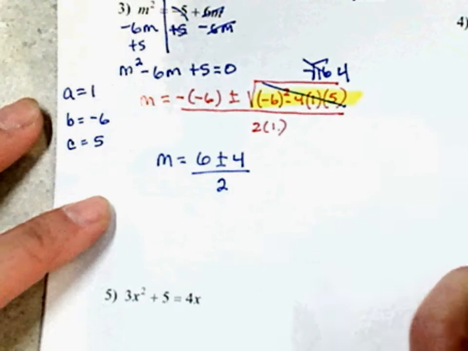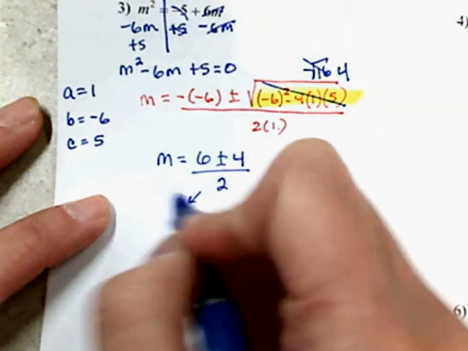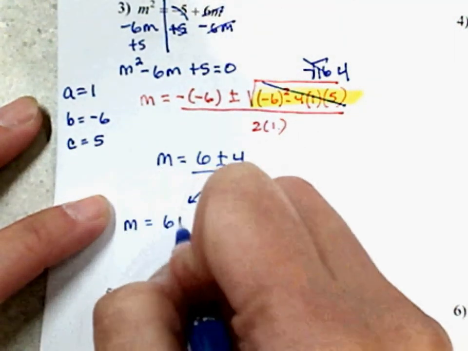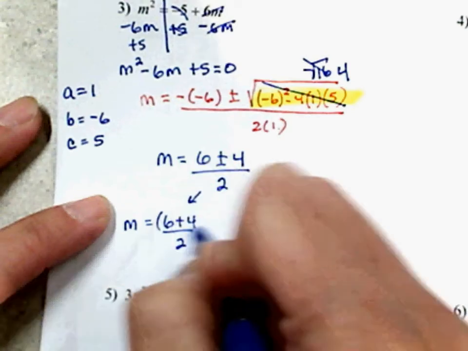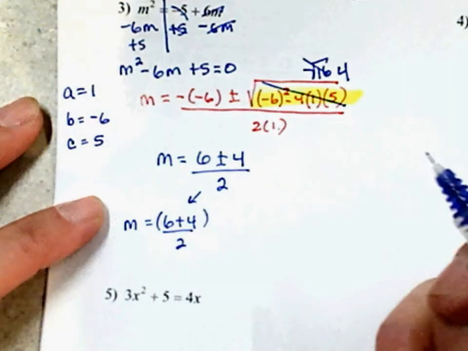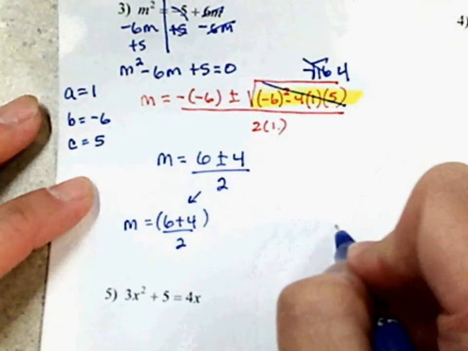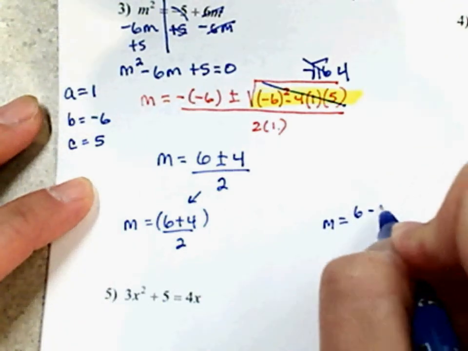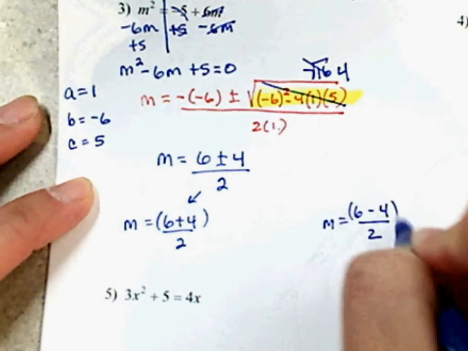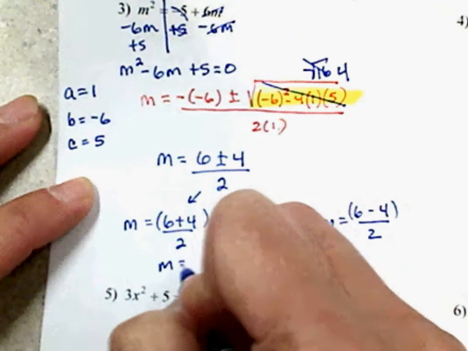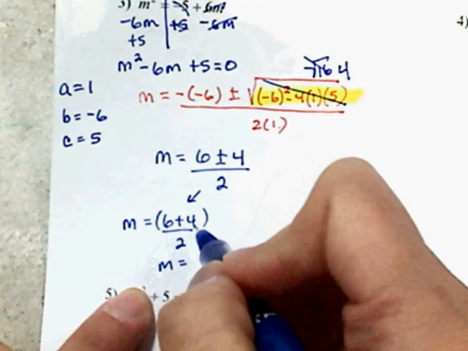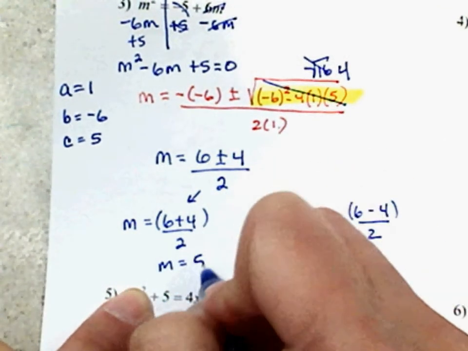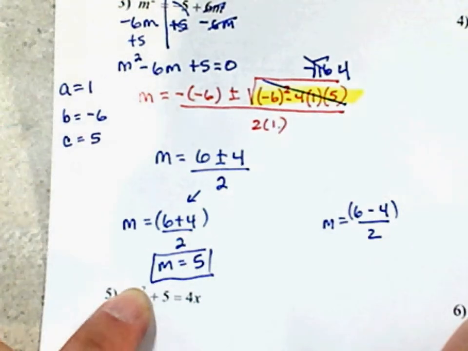Separate your answers. M plus 4 divided by 2. If you put parentheses around it, you can type it all at one time. And your other one, 6 minus 4 divided by 2. All right. 6 plus 4 is 10. 10 divided by 2 is 5. And you can type that into your calculator.